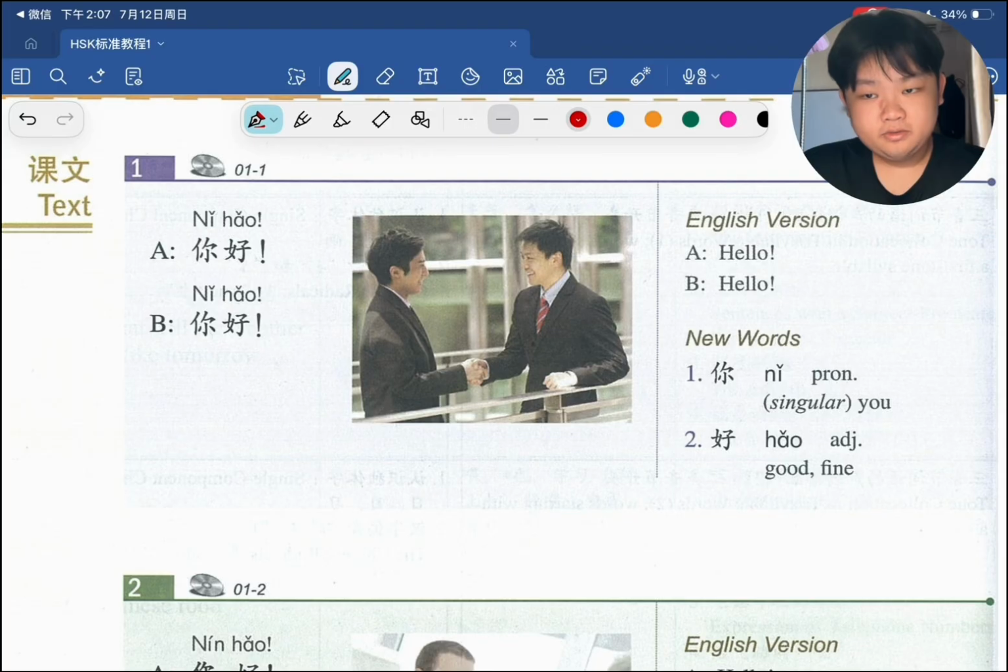So let's start with level 1. If you have this textbook, please take it out and study along with my pace while taking notes. If you don't have it, don't worry. The text shown on the screen is exactly from the textbook, so it won't affect your learning at all.